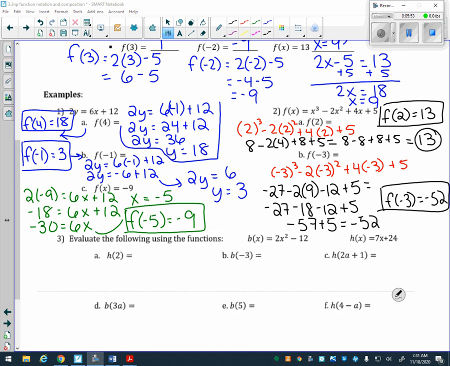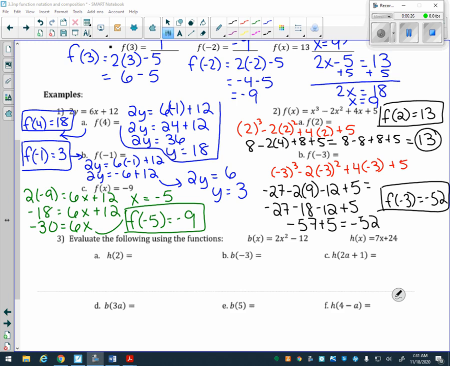So for number 1, you can either solve it for y equals, or just leave it as is and input 4 for x for A. For A, we should have gotten y equals 18. So in function notation, f of 4 equals 18. Then for B, substitute in negative 1 for x, and we should have gotten y equals 3. So f of negative 1 equals 3.